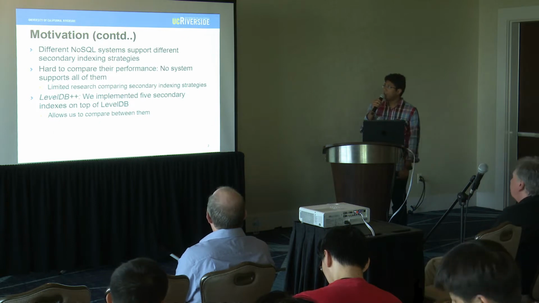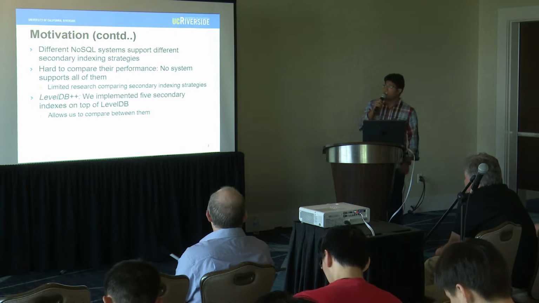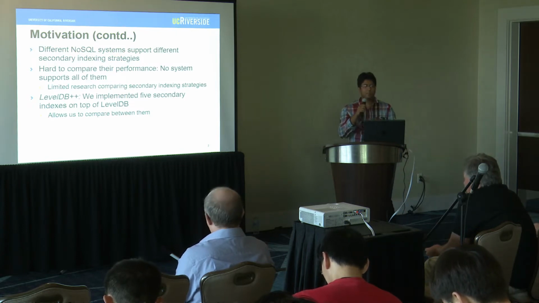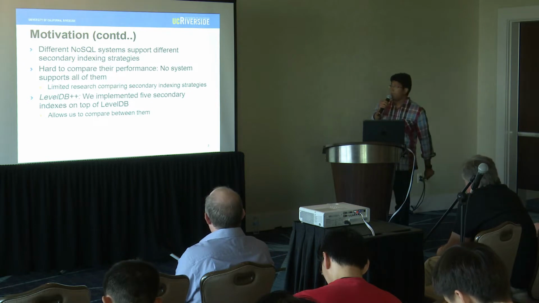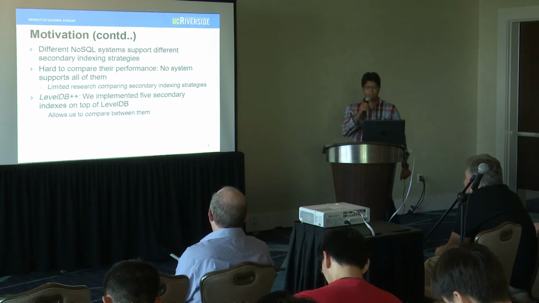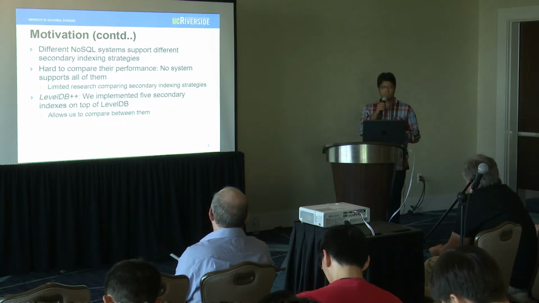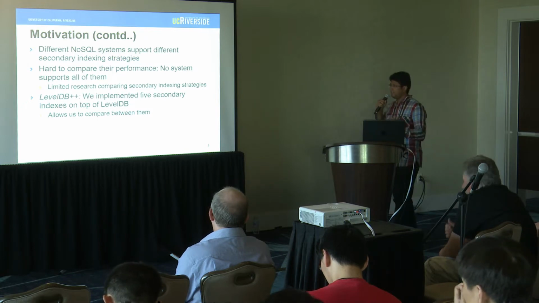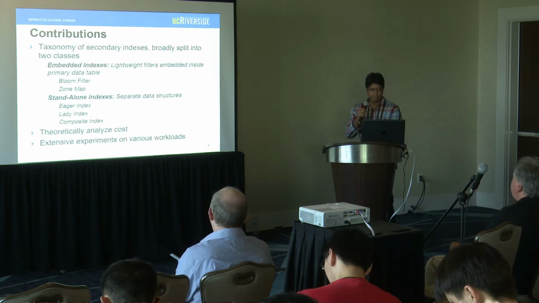Now, different NoSQL systems support different secondary indexing strategies, and it is very hard to compare their performances because no system supports all of them. And there has been very limited research comparing these strategies. So we implemented 5 secondary indexes on top of LevelDB, which is Google's open source key value store. We call it LevelDB++, and this test bed allows us to compare performance between all of them.